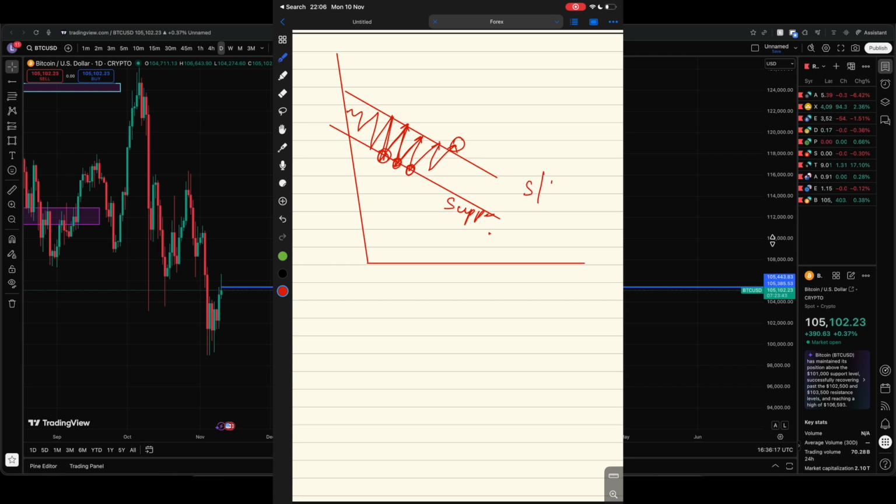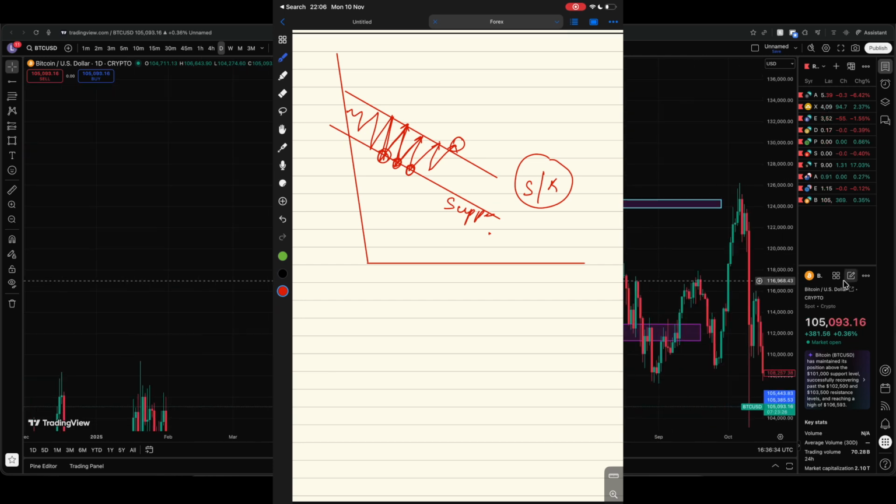And why is it coming back again? Because here is a resistance line. So that's how support and resistance work. Let me show you this exact thing in the chart so that you can understand it in a better way. So let's go into the Bitcoin chart.